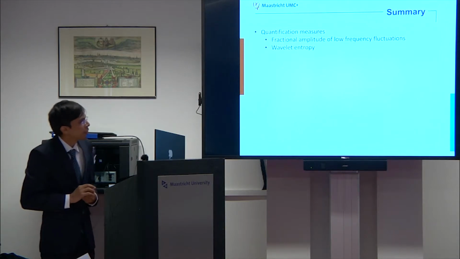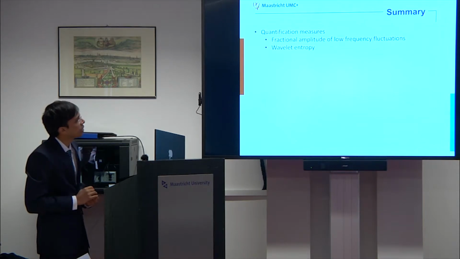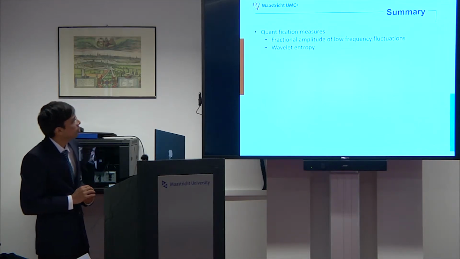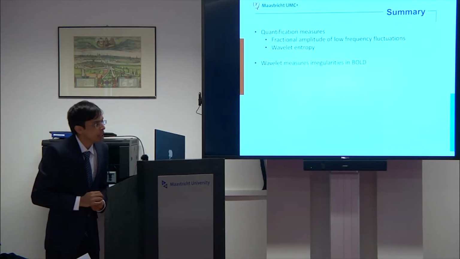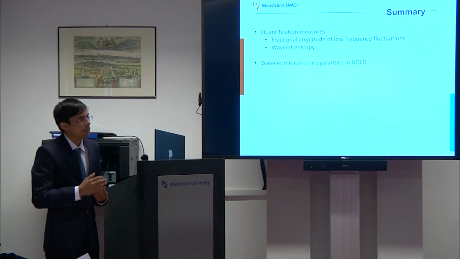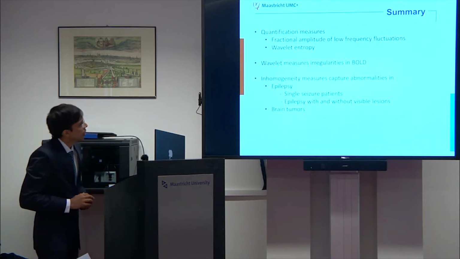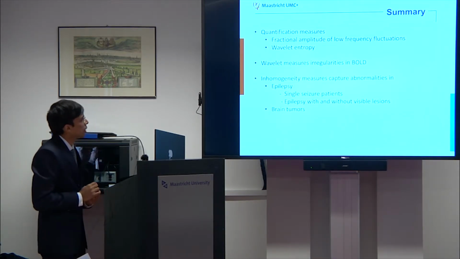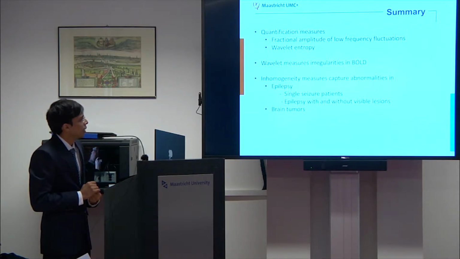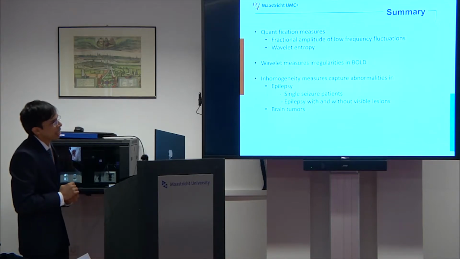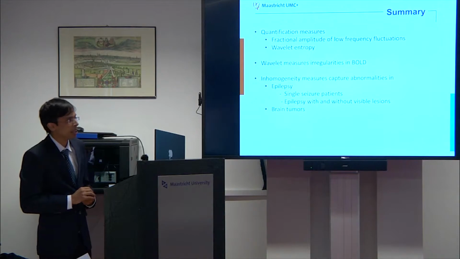To summarize, we found various quantification measures that were useful to quantify the inhomogeneities in bold data, which included amplitude and wavelet entropy. Wavelet entropy measures could quantify the irregularities in bold, where amplitude measure could not in one of the data sets. And inhomogeneity measures showed promise to capture abnormalities in epilepsy patients with and without visible lesions. And they were also found to be useful in brain tumors.